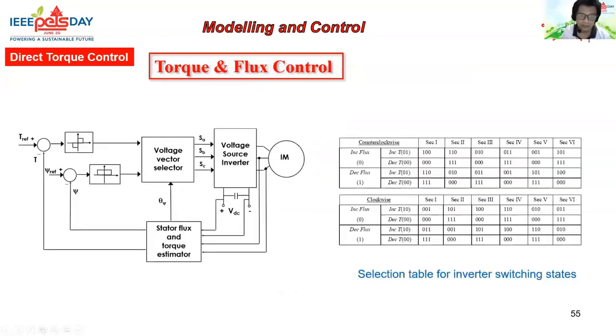So by selecting the suitable voltage vectors, depending on the sector or the position of the stator flux there, we can use this lookup table, which is shown here, to select the suitable voltage vectors to simultaneously control the torque and the flux demand, which, as I said, depends on the flux position here.